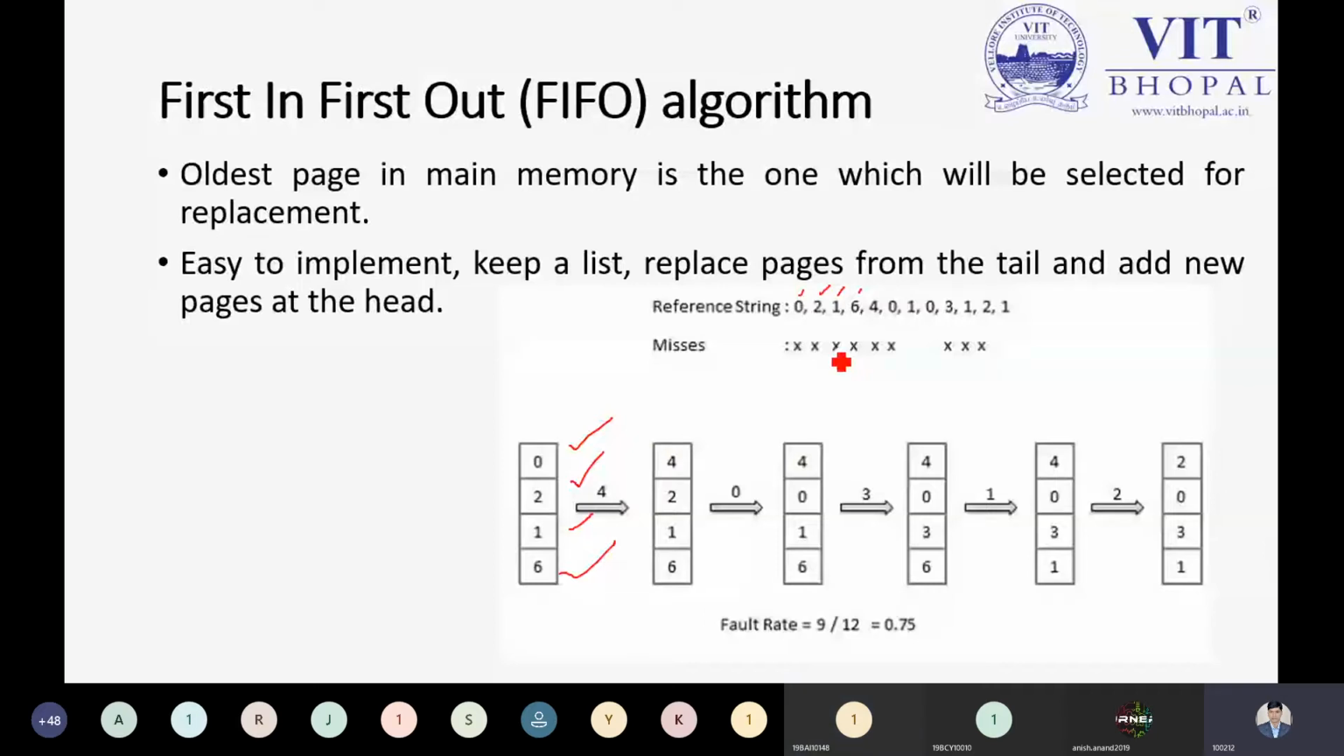Now when the 4 is coming, it is noted down that 4 will be replaced by the 0 because 0 is the oldest page. So 0 will be replaced by our 4. So this is the situation, no problem. Now it is okay, perfect.